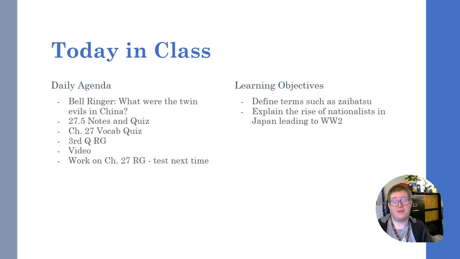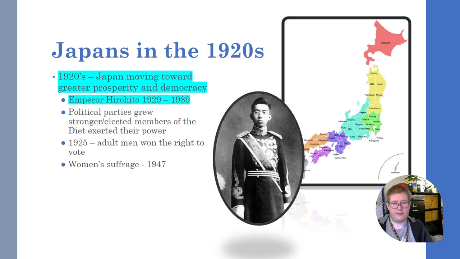So in terms of what we're doing today in class, we'll have section 5 notes and quiz, the vocab quiz, and then you'll have some time to work on your review guides. So we have two learning objectives today: to define terms such as zaibatsu and to explain the rise of nationalists in Japan leading to World War II. So for the last time this chapter, go ahead and get your notes out and let's get started.